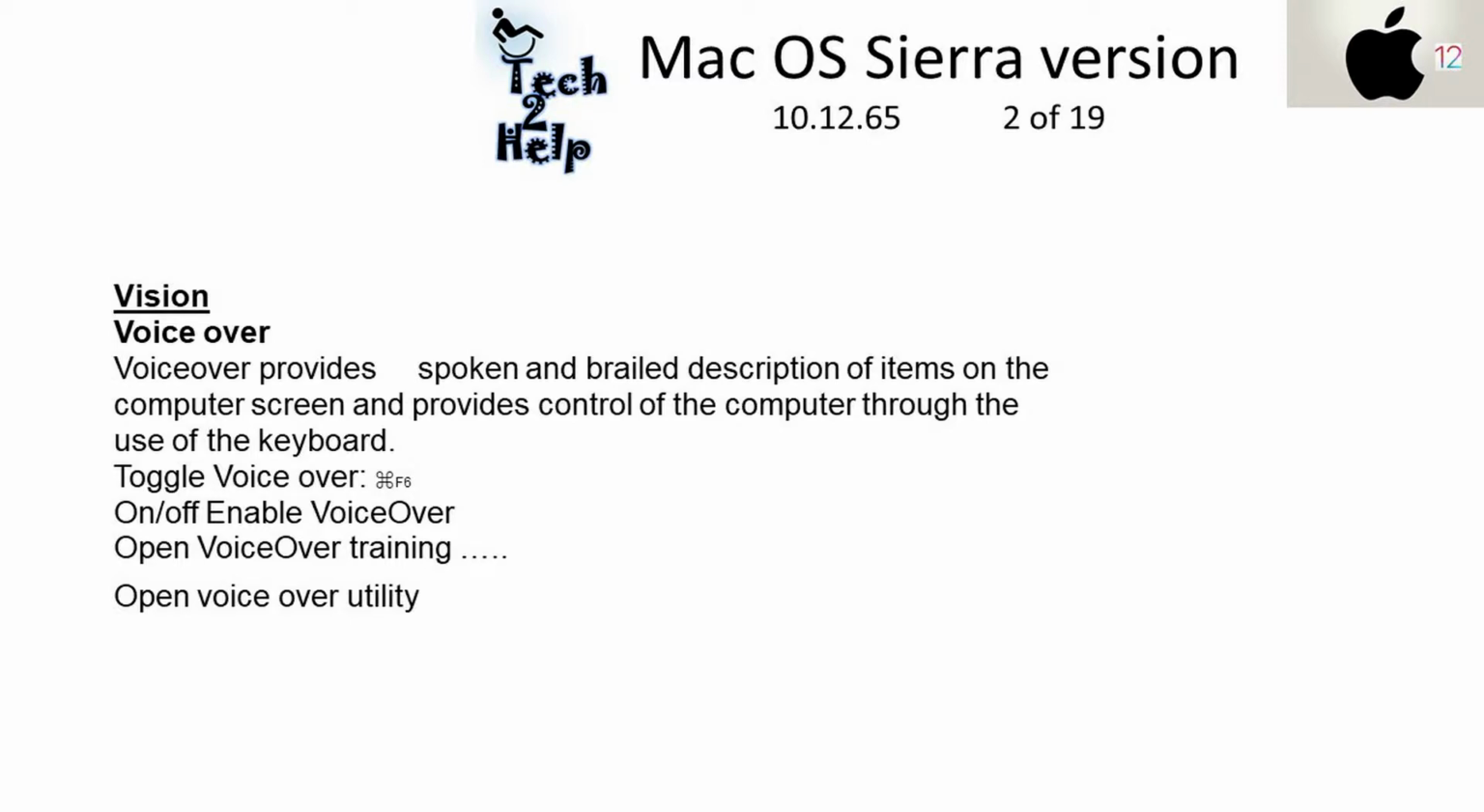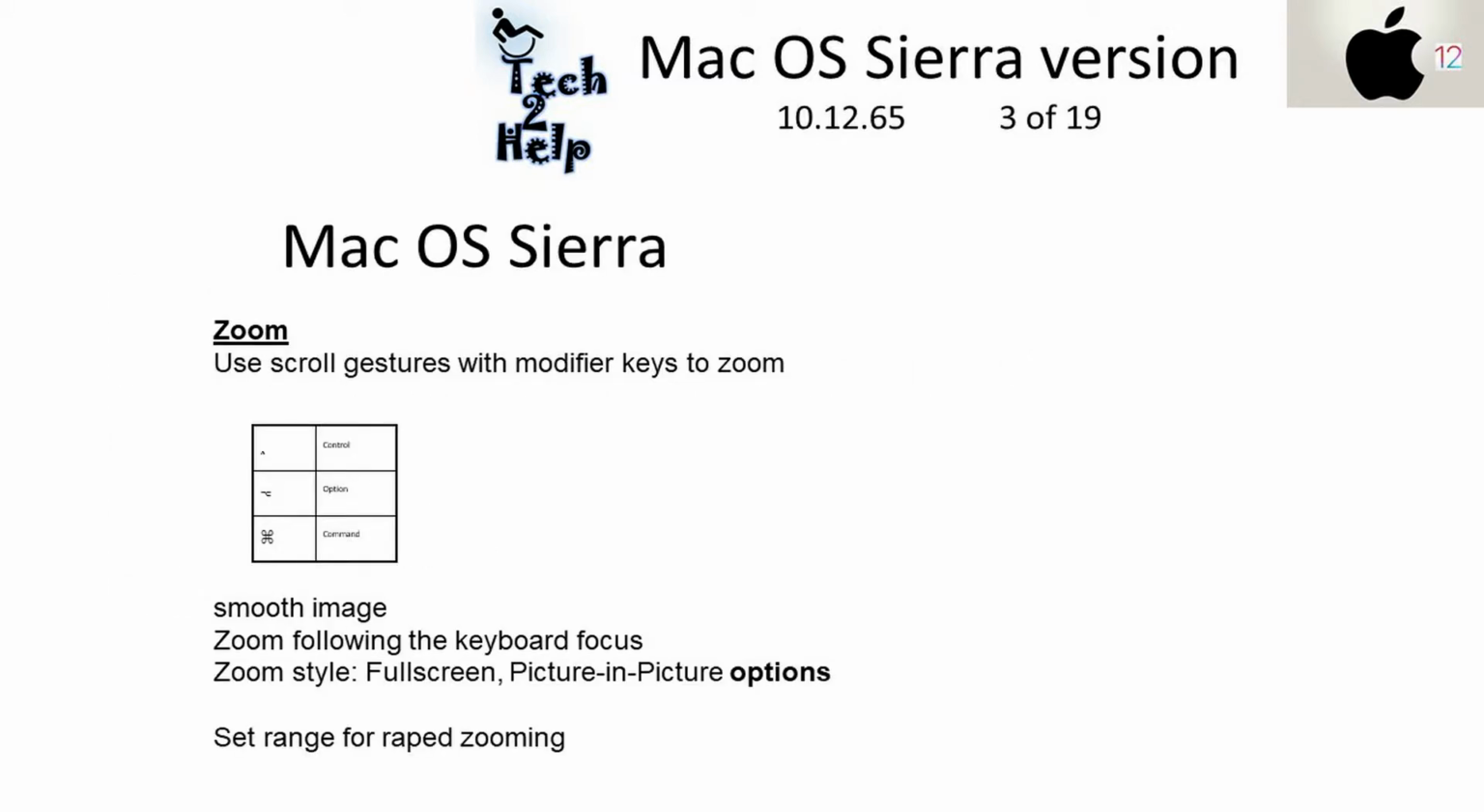Mac OS Sierra version 10.12. 2 of 19. Vision. VoiceOver. VoiceOver provides spoken and braille description of items on the computer screen and provides control of the computer through the use of the keyboard. Toggle VoiceOver, F6. On, off. Enable VoiceOver. Open VoiceOver training. Open VoiceOver utility.